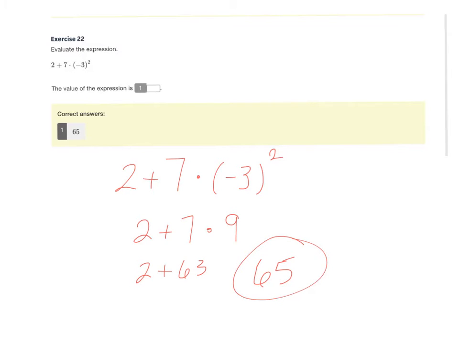So let me get a blank screen here. A couple of things. The first thing I want to talk about is the first rule we're going to do. So if we have something like 3 to the 2nd times 3 to the 5th.